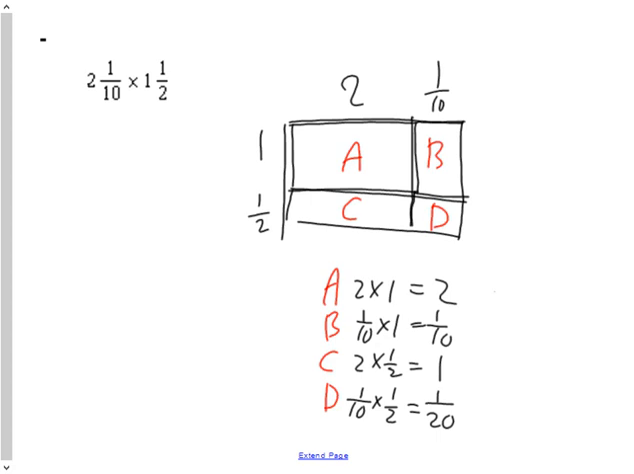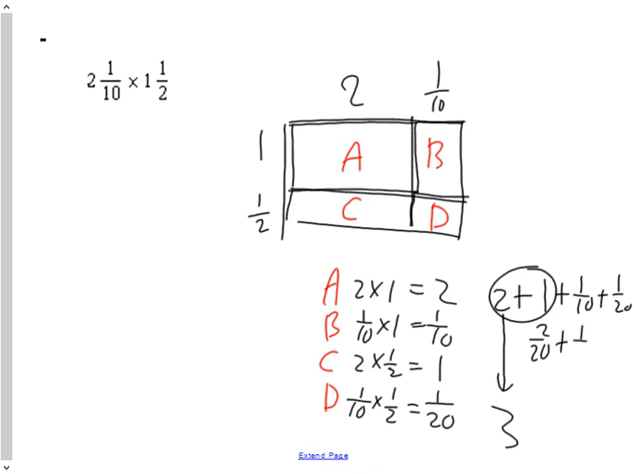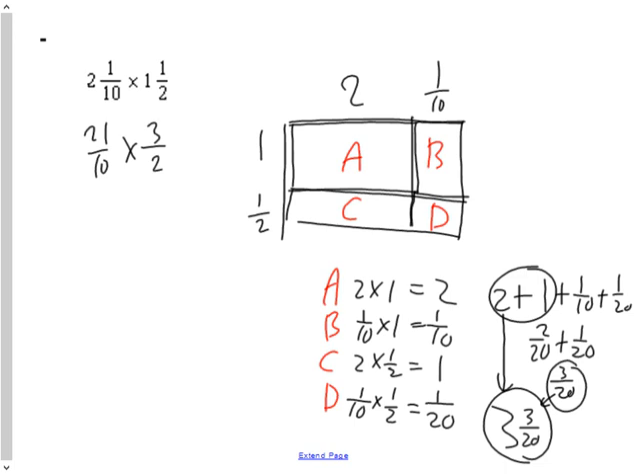When I add them together, 2 plus 1 plus a 10th plus a 20th, well, these two whole numbers can just come down as 3. And 1/20 and 1/10 can be added using common denominator. So 2/20 plus 1/20 is 3/20. Bring that 3/20 down to the 3, and I end up with my answer of 3 3/20. Check our answer. Change this to 21/10 multiplied by 3 over 2. This becomes 63 over 20, which is an improper fraction, and a mixed fraction would be 3 3/20.